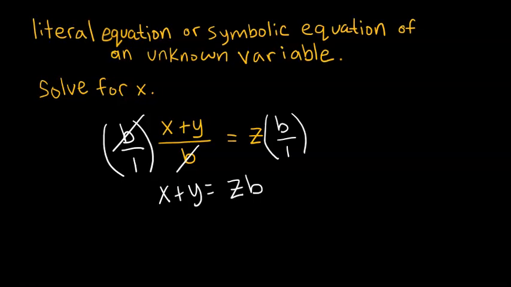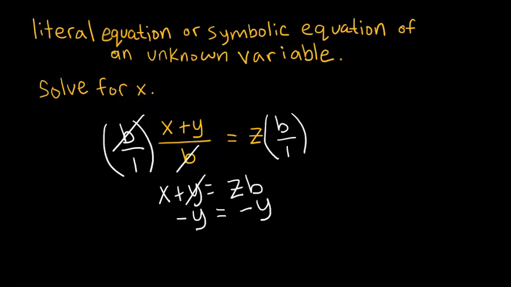Okay, so I'm getting a little bit closer, right? I'm cleaning things up. I still have stuff next to the letter x. It's not isolated yet, so I still have to do more. And we do the opposite of what's being requested. The next thing I want to do is get rid of that y next to the x. There's a plus sign there, so I have to do the opposite, and I have to do the same thing on both sides. So I'm going to do minus y on both sides, minus y.